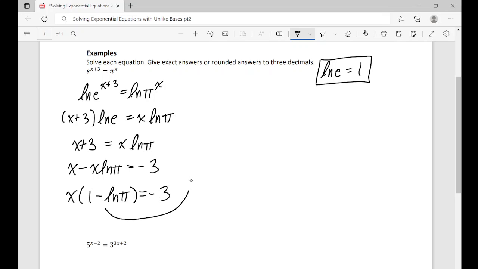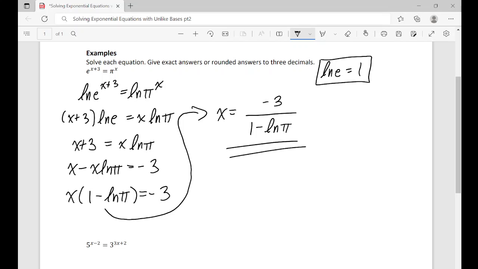And I'm going to move it over here for a little more room. So I'm going to divide the 1 minus ln pi over to the right side, solve for x. So x is going to equal negative 3 over 1 minus ln pi.